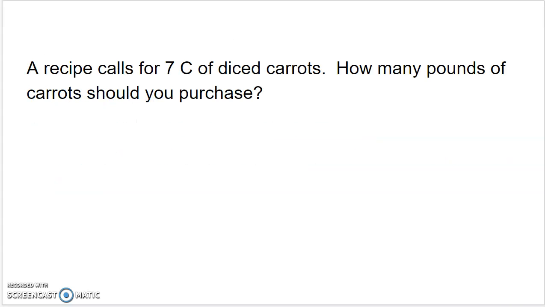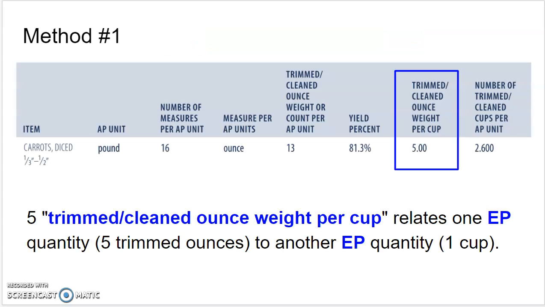So let's look at this one. It says a recipe calls for 7 cups of diced carrots. How many pounds of carrots should you purchase? Of course the 7 cups is EP. How many pounds of carrots should you purchase is the AP, and we're looking for AP in pounds. One way of doing this is going over to this column where it says trimmed clean ounce weight per cup. Remember, that's relating one EP quantity, 5 trimmed ounces, to another EP quantity, 1 cup. So we're not going between EP and AP yet, just from one EP quantity to another.